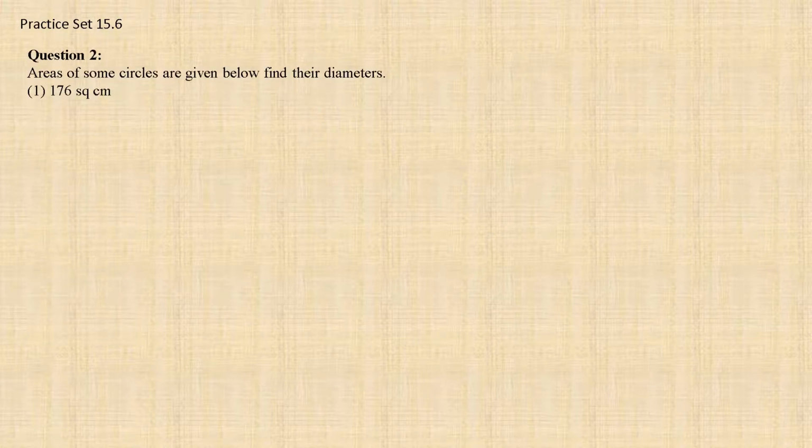Practice set 15.6, question 2. Now in this question, if you see, area of some circles are given. Using that area formula and the area of the circles, we have to find the diameter of the circle. So let us start with the solution. So first circle, its area is 176 square centimeters. So we have to find out the diameter.